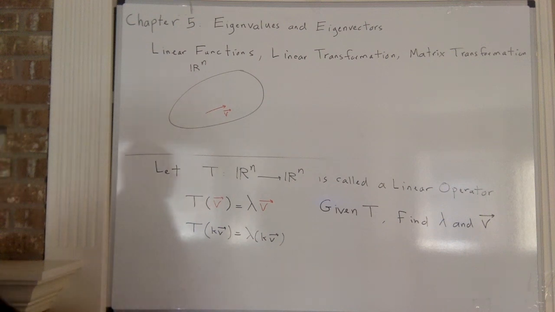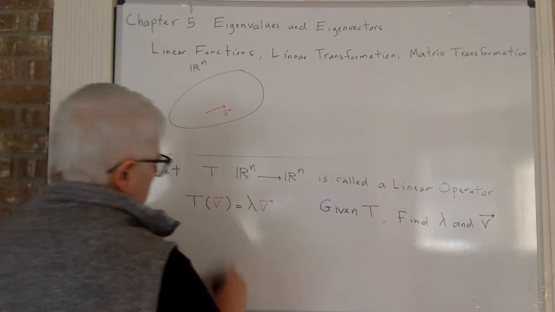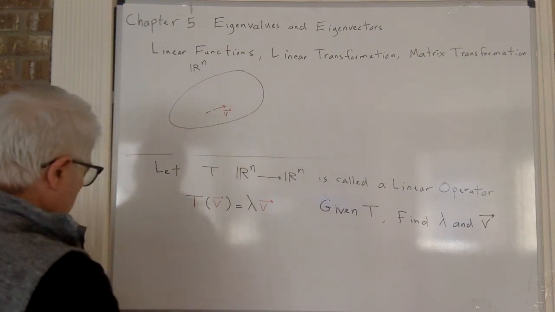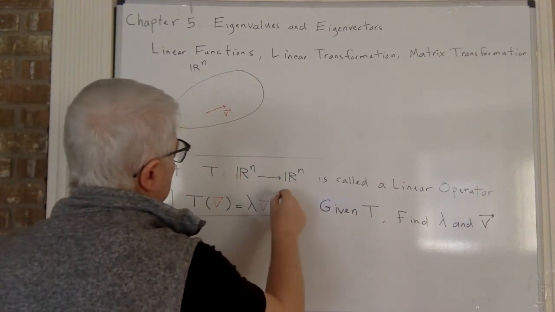So in a sense, it's saying that this T doesn't change that subspace. That subspace is invariant. It stays the same. Nothing happens to that subspace. Anyway, a problem like this is called an eigenvalue problem.